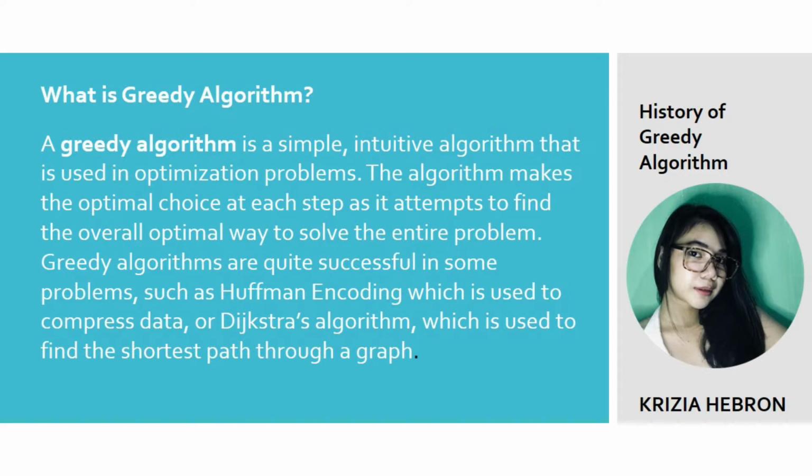This is the greedy algorithm, a simple, intuitive algorithm that is used in optimization problems. The algorithm makes the optimal choice at each step as it attempts to find the overall optimal way to solve the entire problem. Greedy algorithms are quite successful in some problems, such as Huffman encoding, which is used to compress data, or Dijkstra's algorithm, which is used to find the shortest path through a graph.